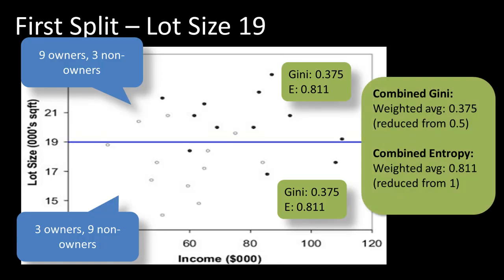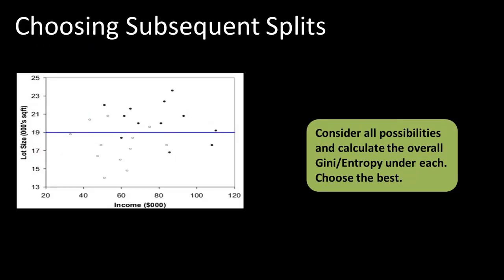So in our present case, the combined Gini is 0.375 because they are both the same, and it's a reduction from 0.5. And the combined entropy is 0.811, which is also a reduction from 1. So overall, what this partition has done is improve the homogeneity from before. That's what it has achieved.